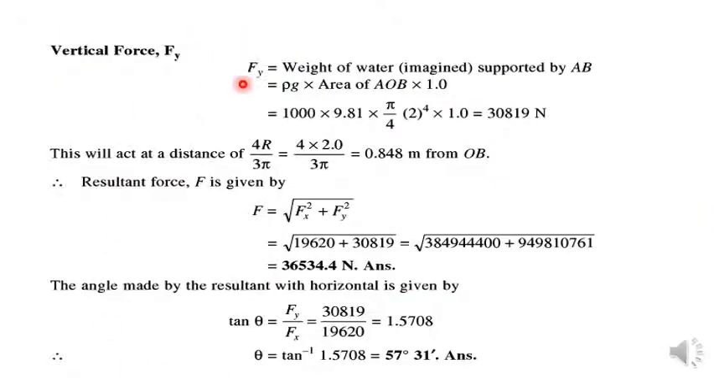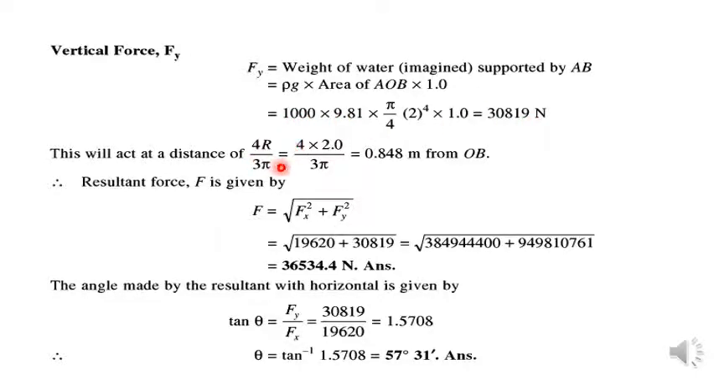Now the vertical force Fy, in which the weight of the water imagined supported by AB, as in the previous problem. Similarly, you input the area of the curved surface, multiply with the 1 unit width to get the volume, and if you multiply the volume of this curved surface with rho g, you get your answer.